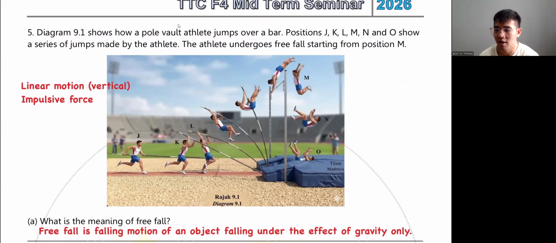In real life, we don't have free fall conditions, because if you want to let something fall under free fall motion, you have to suck out all the air around it. But there's no way the athlete can be in a vacuum condition. If you put the athlete in a vacuum, the athlete will die also. No air particle.